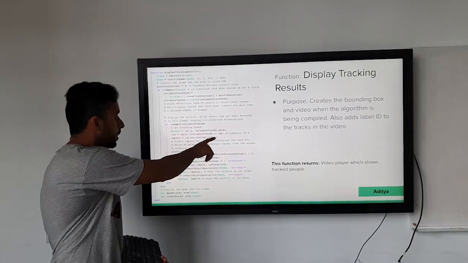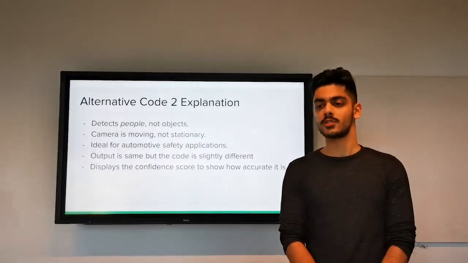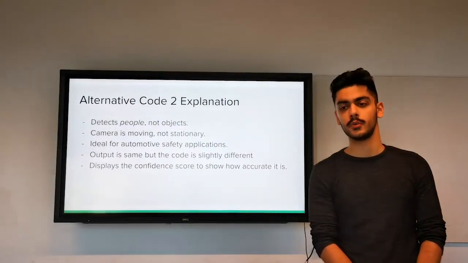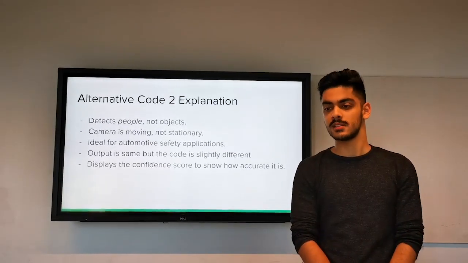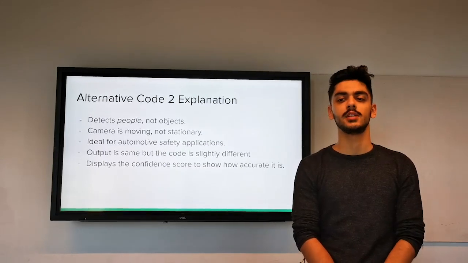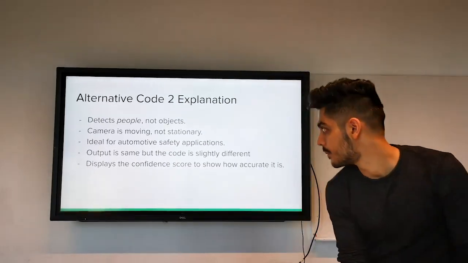It's defined over here. This alternative code shows how to perform automatic tracking and detection of people in a video from a moving camera, not a stationary camera like the previous code. This is ideal for automotive safety applications in self-driving cars and in security.